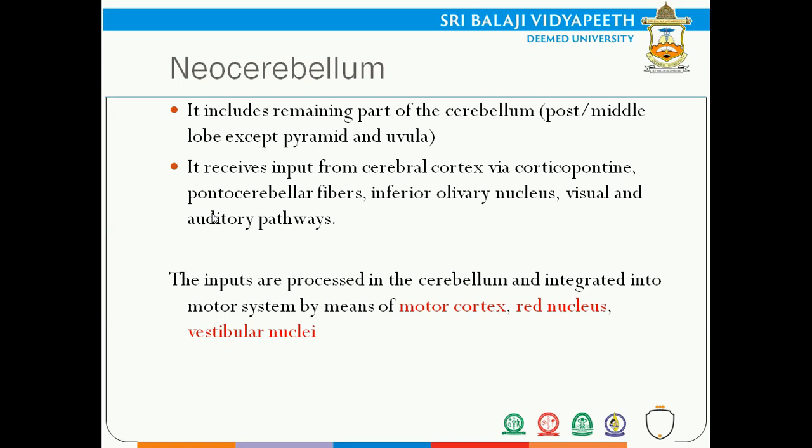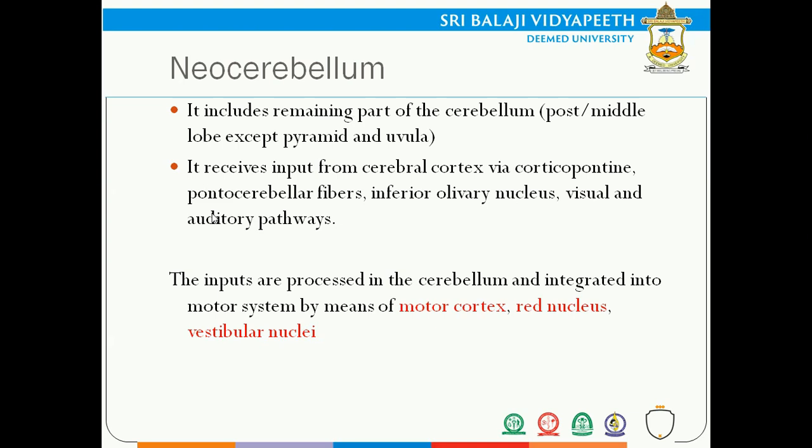The main function of it is to convey the visual and auditory pathways. The neocerebellum is the main part of the cerebellum in human beings that is highly developed, and it is responsible for all the skilled movements. Those skilled movements are also very beautifully coordinated with the visual and the auditory pathways.